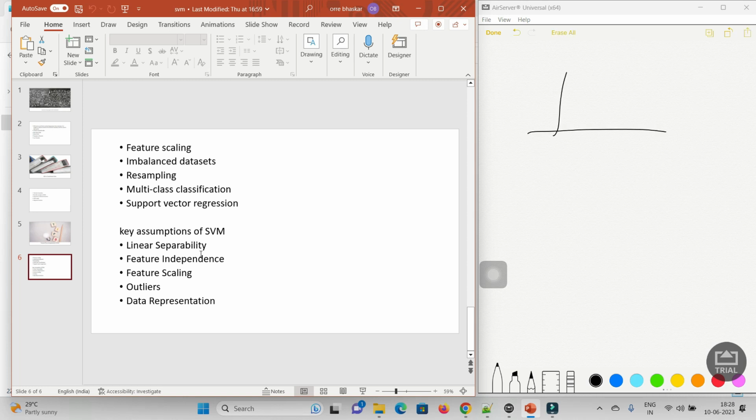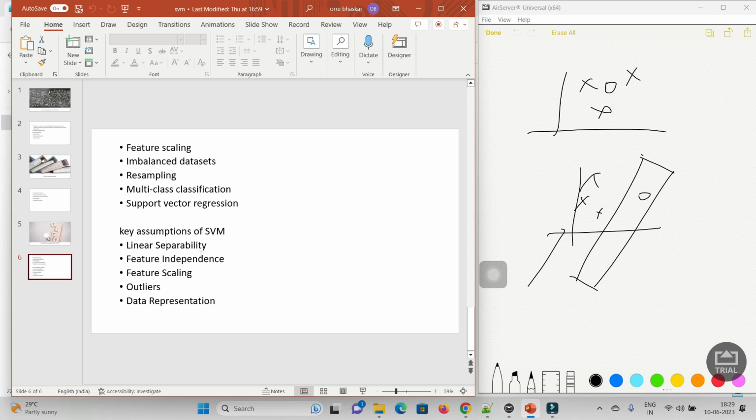So if you have data points like this and you can't separate them, what will you do? You convert 2D into 3D, and in 3D we can separate them simply by a hyperplane. It will be a plane. So for 2D it's a line, and for 3D it's a plane. As the dimension increases, the dimensions of a hyperplane also increase.